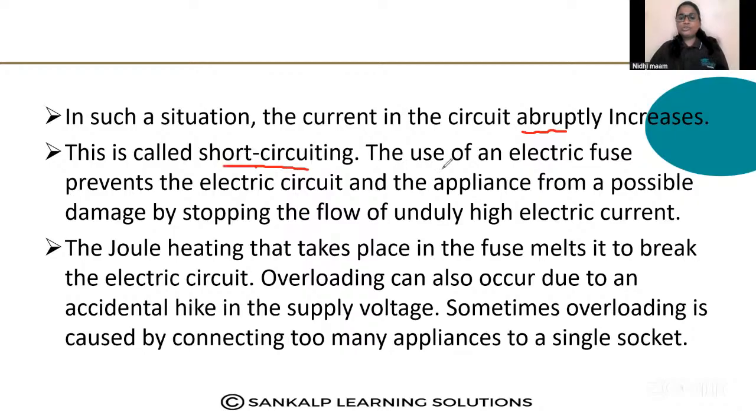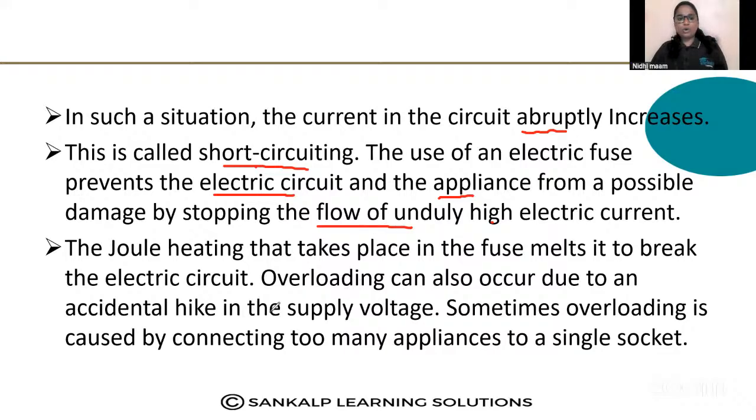The use of an electric fuse: what does it do? It prevents the electric circuit and the appliance from possible damage by stopping the flow of high electric current. Why? Because it cuts the circuit. It breaks down the circuit. Okay now. Then the joule heating that takes place in the fuse melts it to break the electric circuit. I told you, when more electric current comes, that wire melts down.